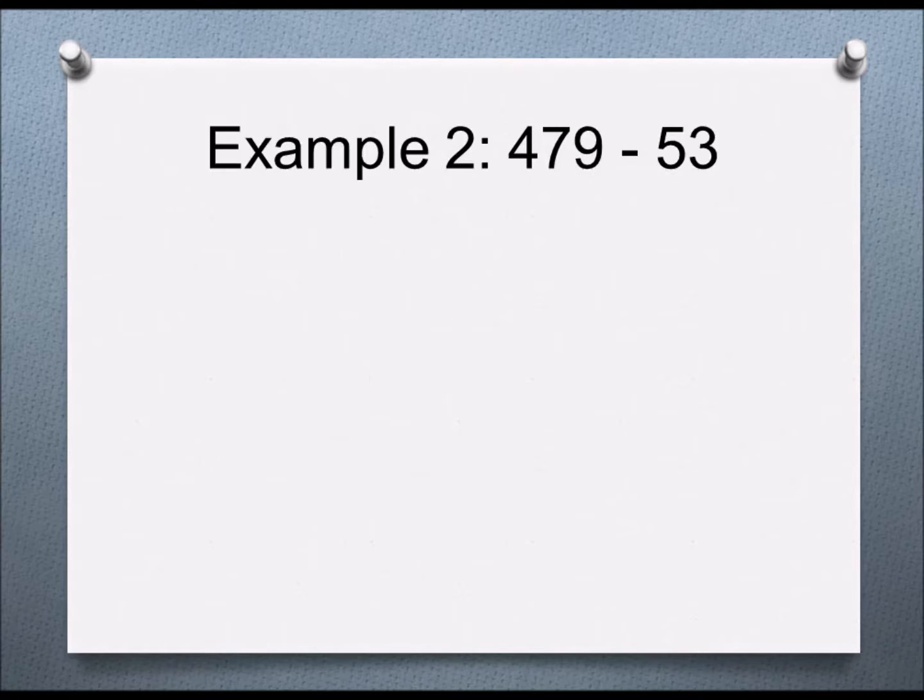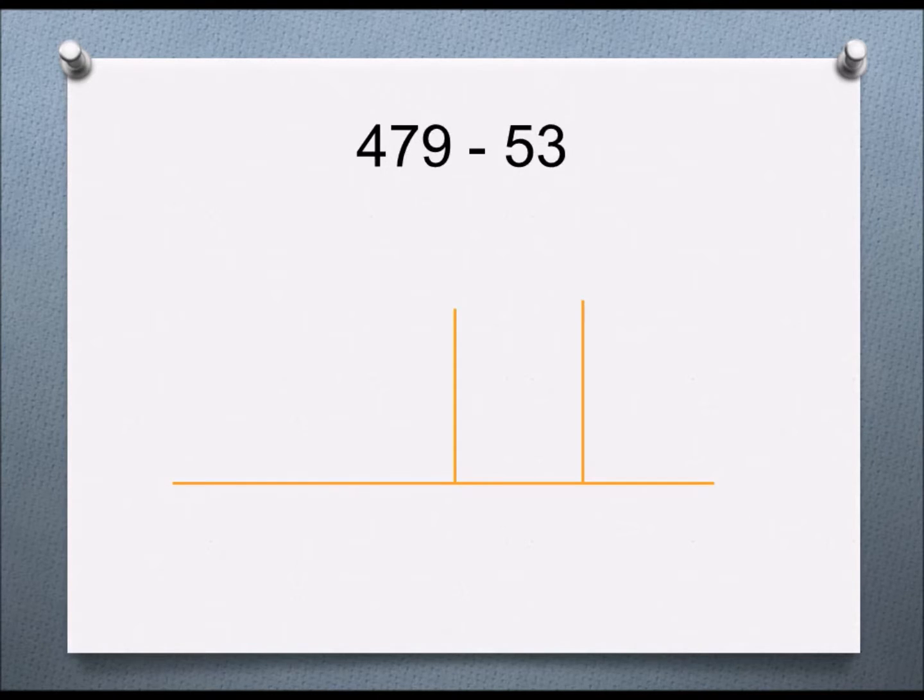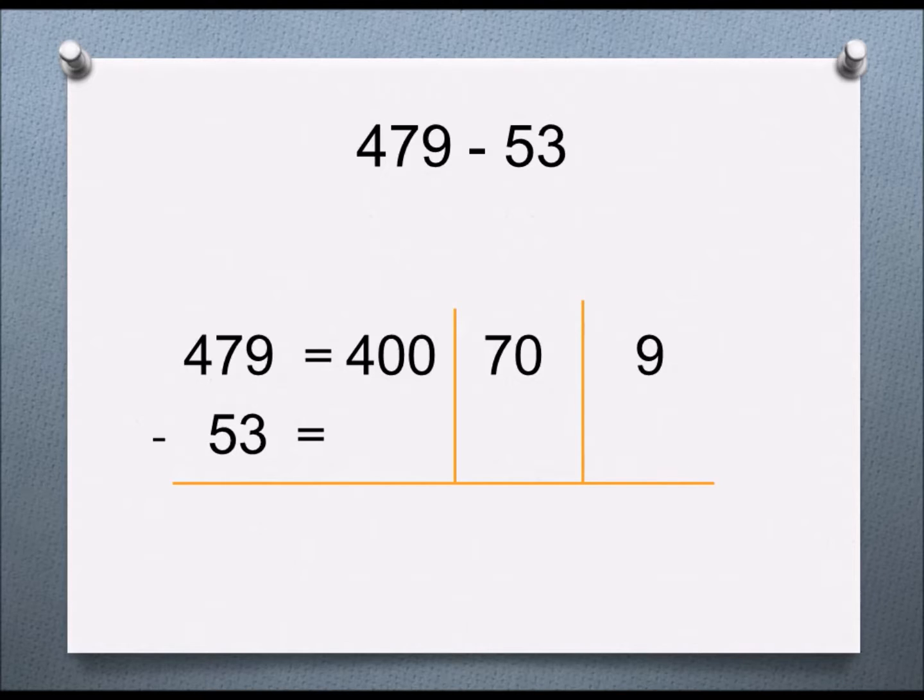Example 2, we have 479 minus 53. So let's go ahead and separate that as 470 and 9. And we're going to separate the 53 as 50 and 3. So going back to that first column again, the ones, we have 9 minus 3, which gives us 6. Second column is tens. We have 70 minus 50, gives us 20.